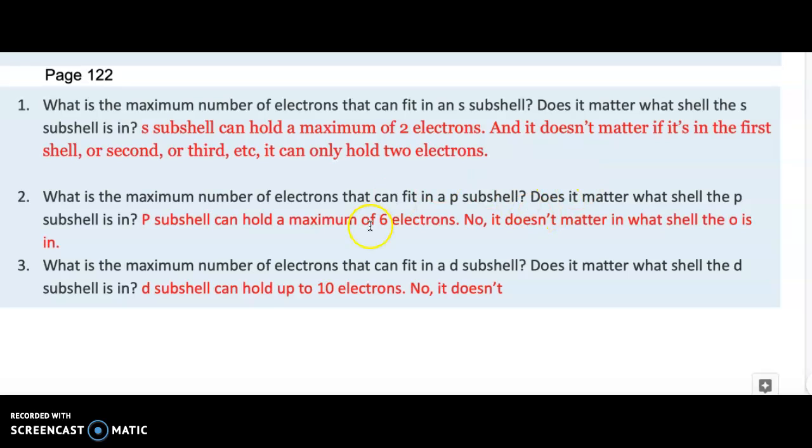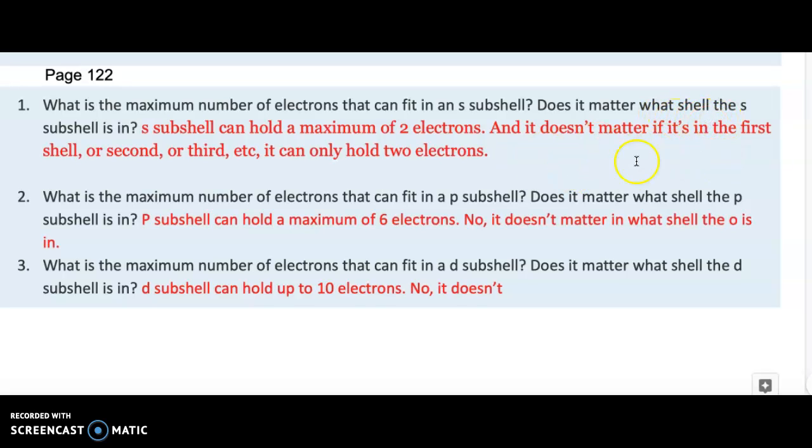Second question is a little bit confusing, but I'll explain to you. Every single S subshell can hold a maximum of 2 electrons. So as you have learned that energy levels like 1, 2, 3, 4, 5, and so on, all have S subshells. And all of those subshells can hold only 2 electrons. Remember, one S subshell has only 2 electrons. Second energy has 2s and 2p.